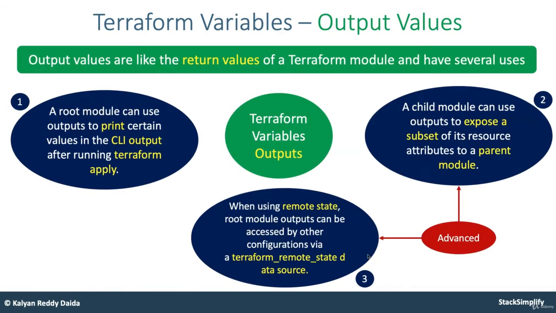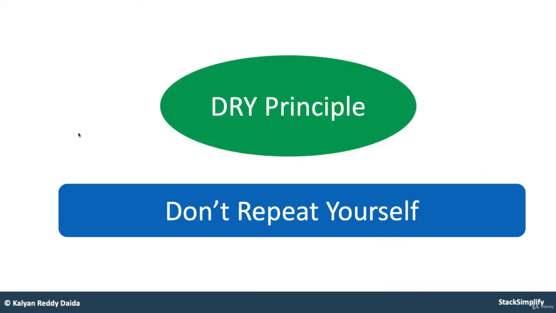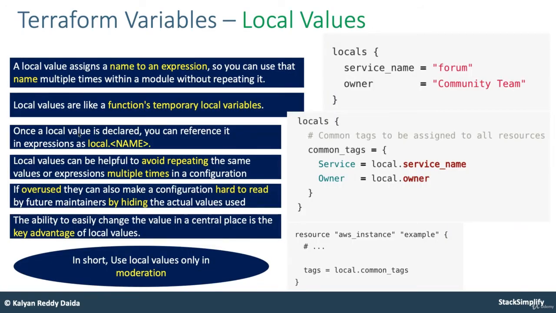Then you will move on to the Terraform output values. As part of this section, as of now, only item 1 you are going to learn. The others come under super advanced, so we'll not focus there. We'll focus on how a root module can use outputs to print certain values in the CLI output after running Terraform apply, and then learn about defining the output values. And then you will learn about the DRY principle, which is nothing but don't repeat yourself. And then you will move on to learn about local values with an example in detail.